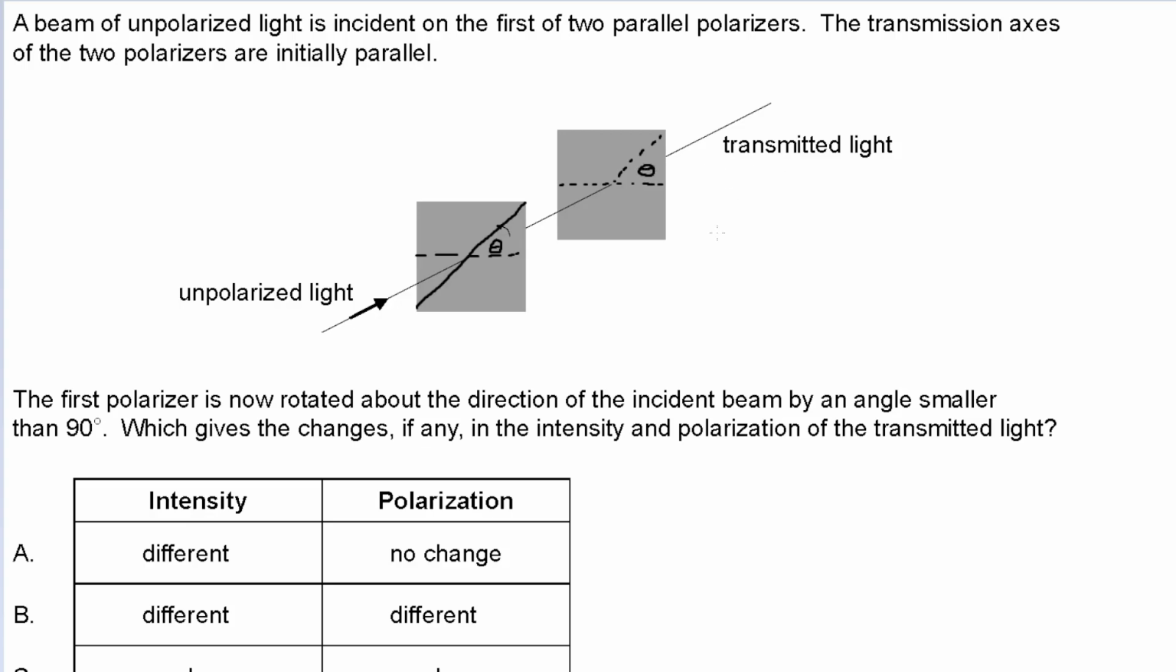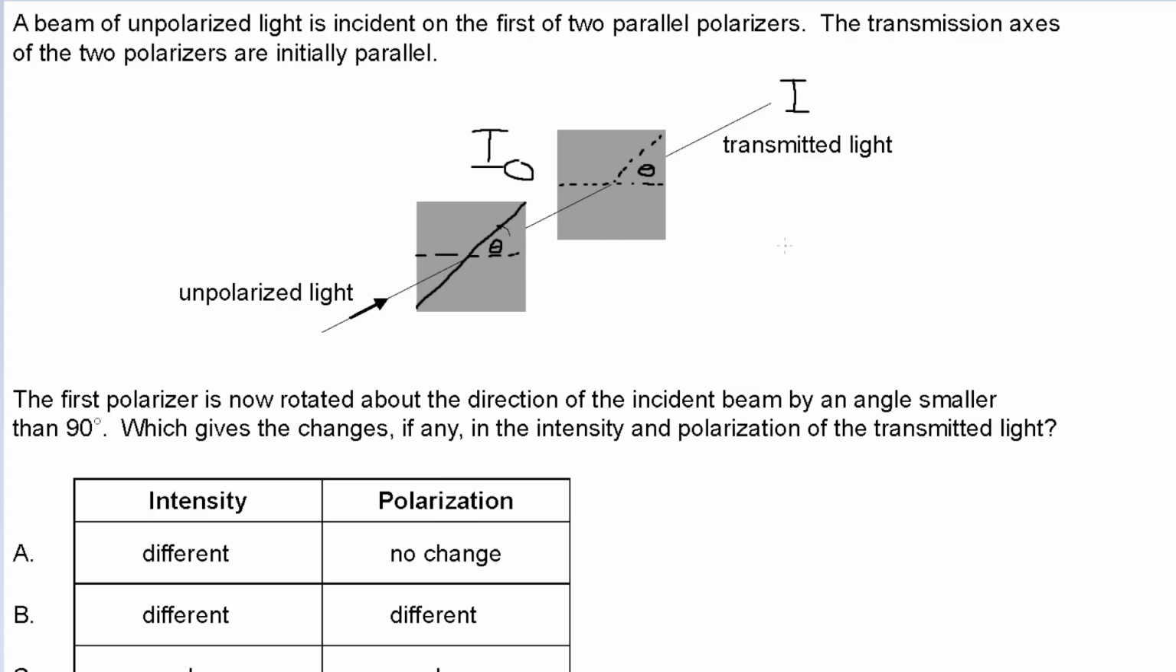So now, what gives the change in the intensity? Is the intensity different or is there no change? Well, consider the intensity after the first polarizer to be I naught, and the transmitted light intensity is I.